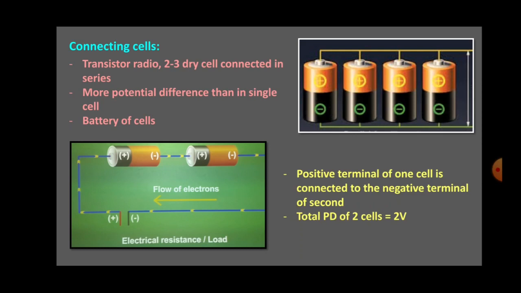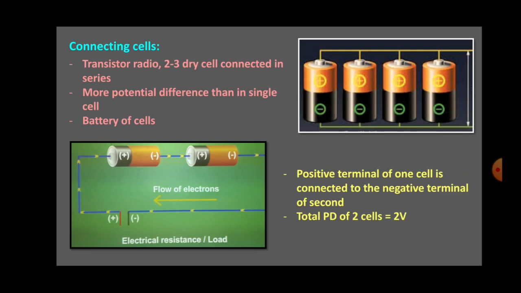Now we had already studied that the flow of electric current is nothing but the flow of electrons. Flow of electrons is always from the negative to the positive electrode, but the electric current flows in the opposite direction, that is from the positive to the negative. So here, what you can see on the screen, the positive terminal of one cell is connected to the negative terminal of the second cell, right?